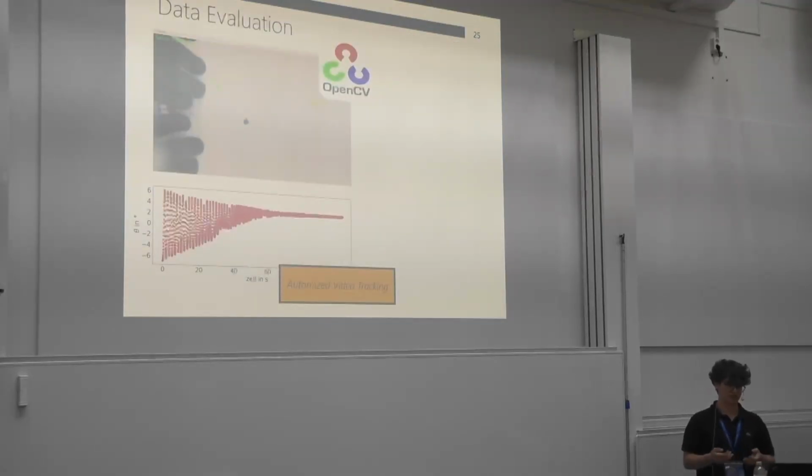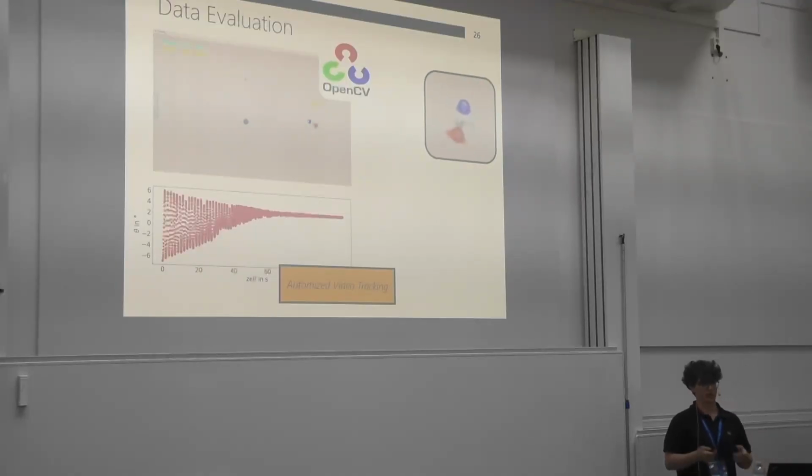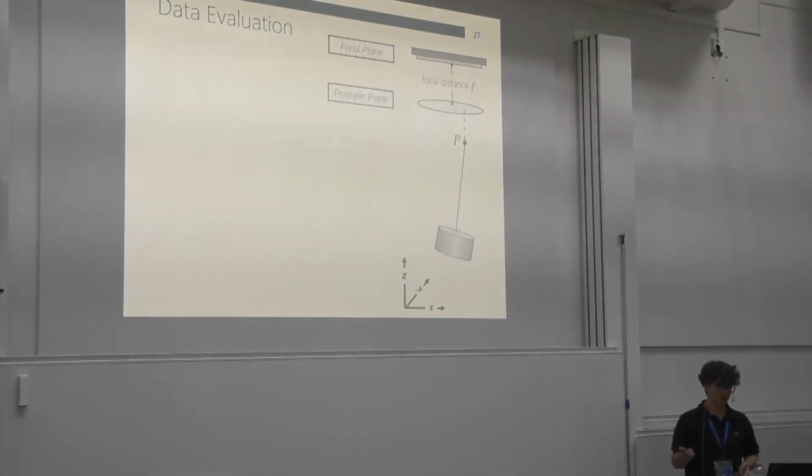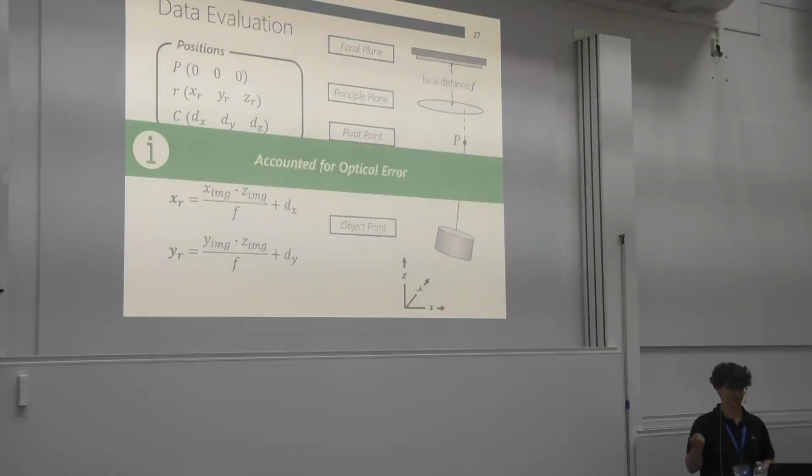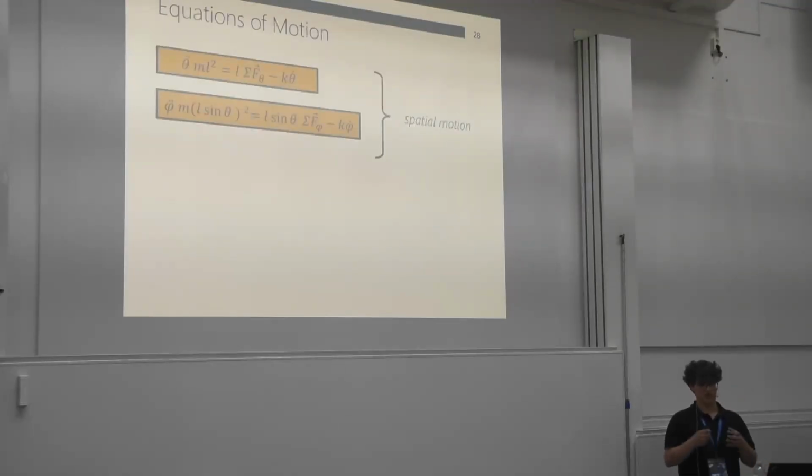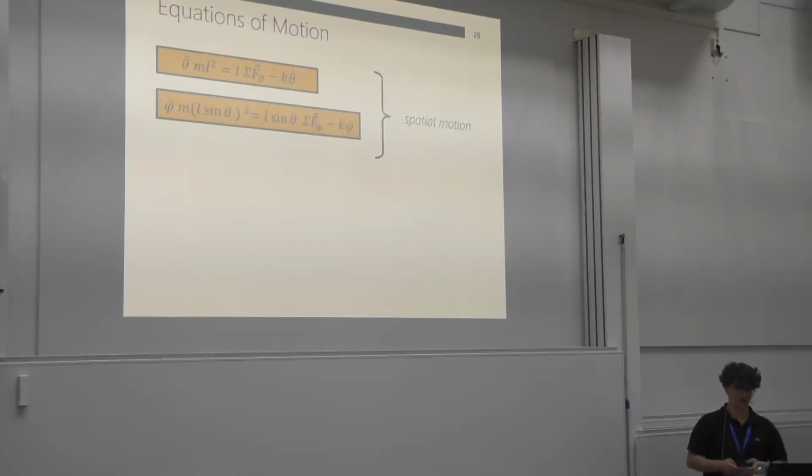Then we used OpenCV auto tracking in order to track the motion of the pendulum, where we track both positions on the outside of the magnet, being color based, and also account for an optical error in our system. So now to the equations of motion and the quantitative theory part, we have those two differential equations for the motions of theta and phi, being the spatial angles, where you have the force components in theta and phi direction and also spatial damping.